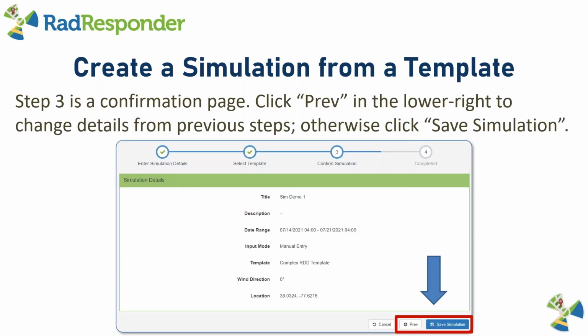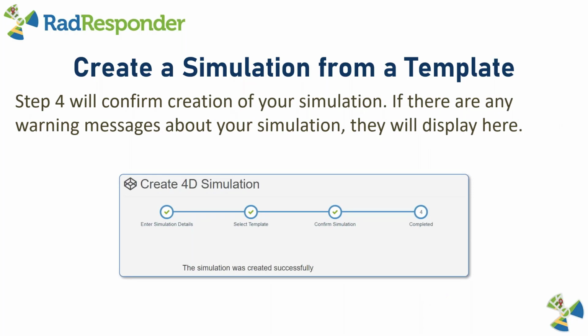Step 3 is just a confirmation page here. You can use the wizard user interface there to go back to a previous step if you want to change anything about your configuration here. Otherwise, I can just click Save Simulation in the lower right. I'm presented with a confirmation message that my simulation has been set up and saved successfully. If there are any warning messages, they would appear here. But as you can see here, it's quite a simple process to create a simulation from a template, really just a point and click method.